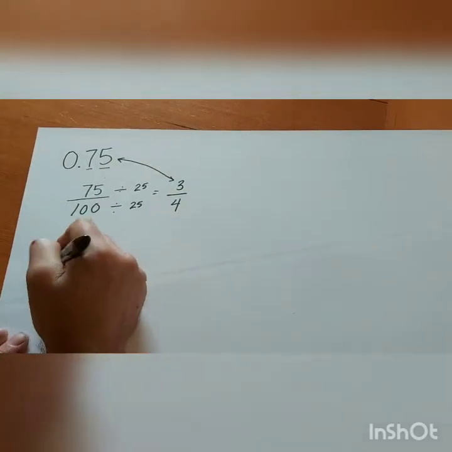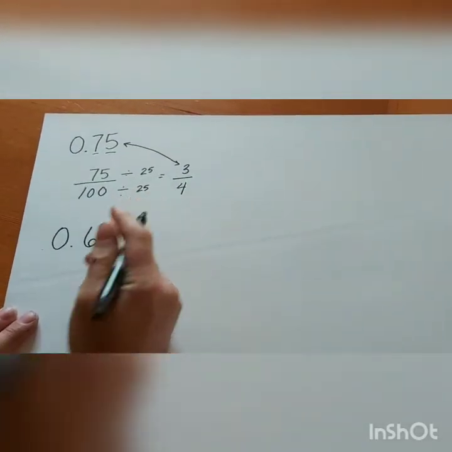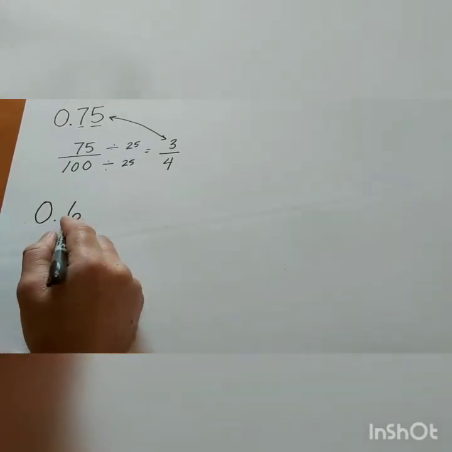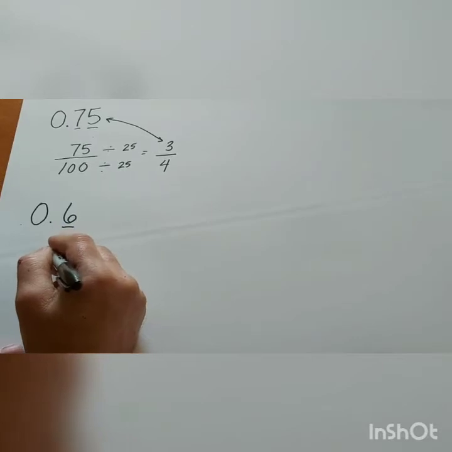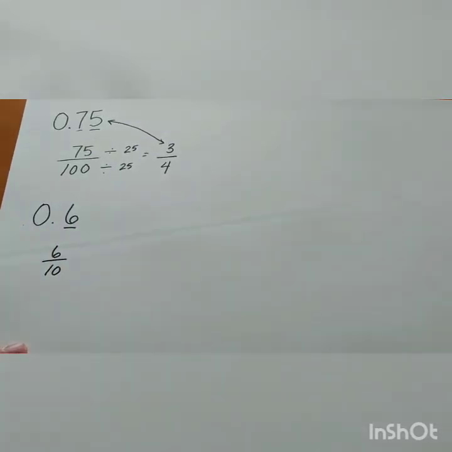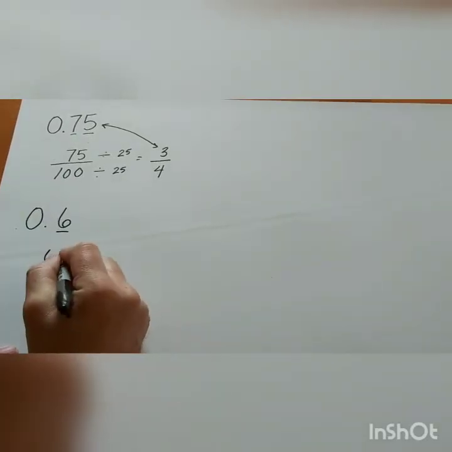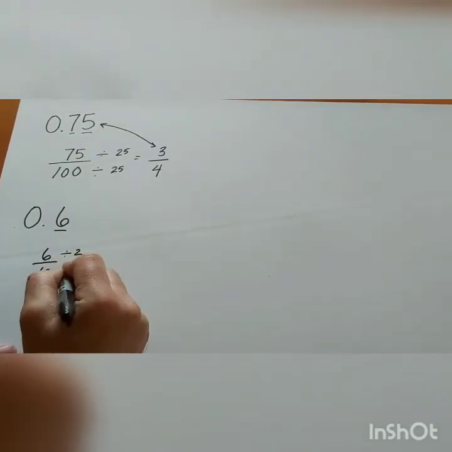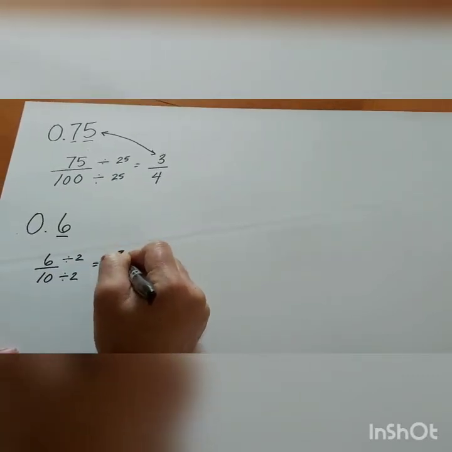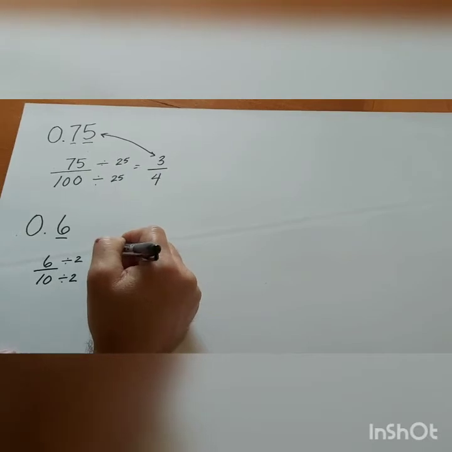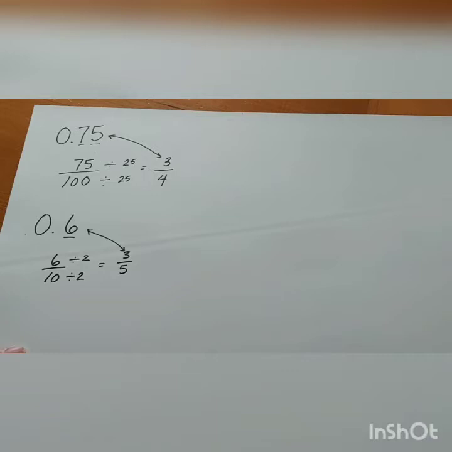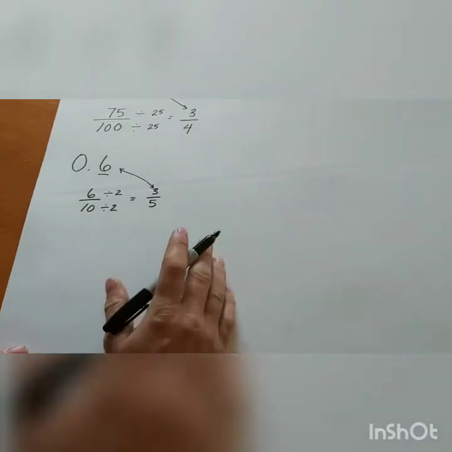Another example. Here I have 0.6. This is the tenths place after the decimal. I could write this as 6/10. This is also a fraction that can be reduced by dividing both the numerator and the denominator by 2, which will yield me 3/5. So 3/5 is the same as 0.6. And I'll do one more example.